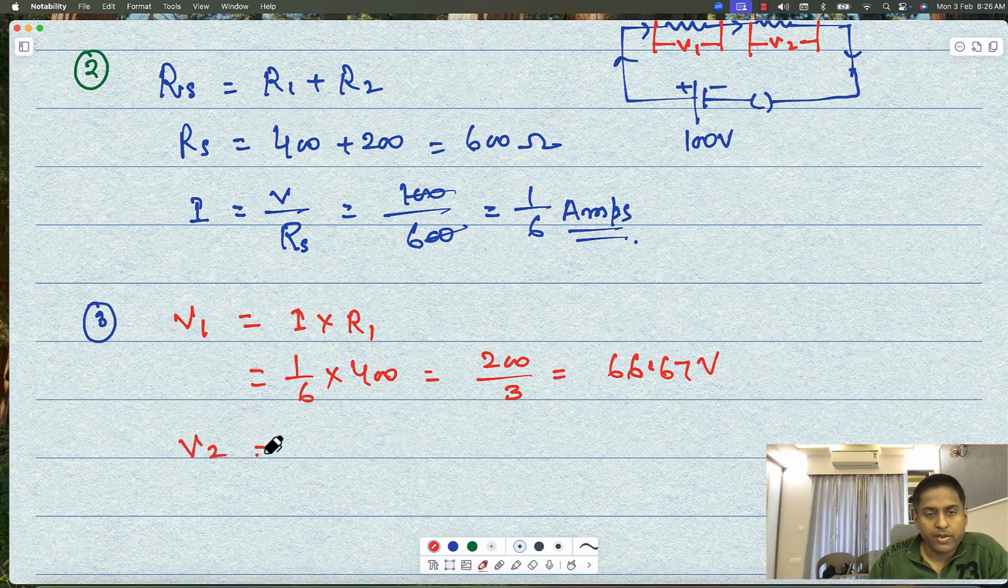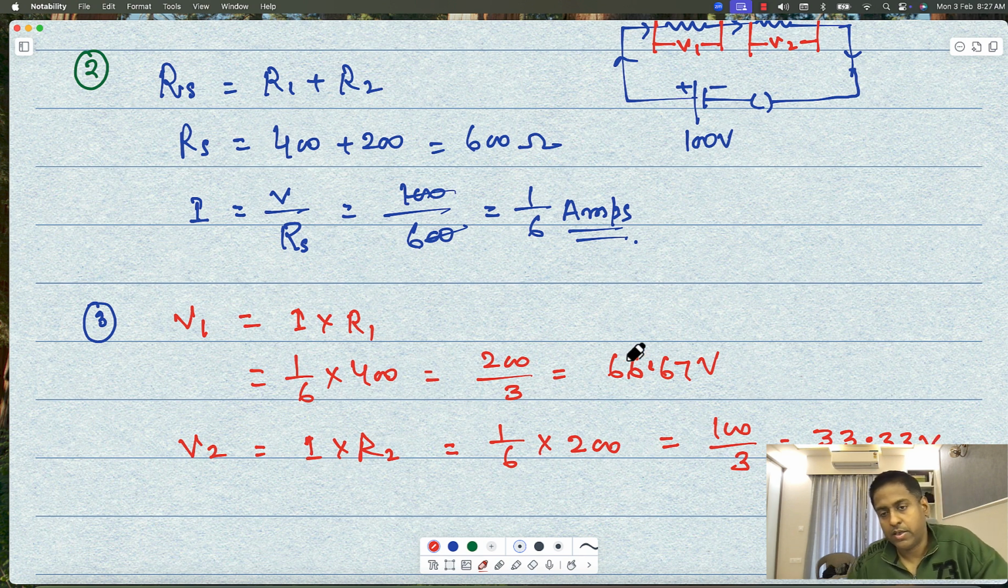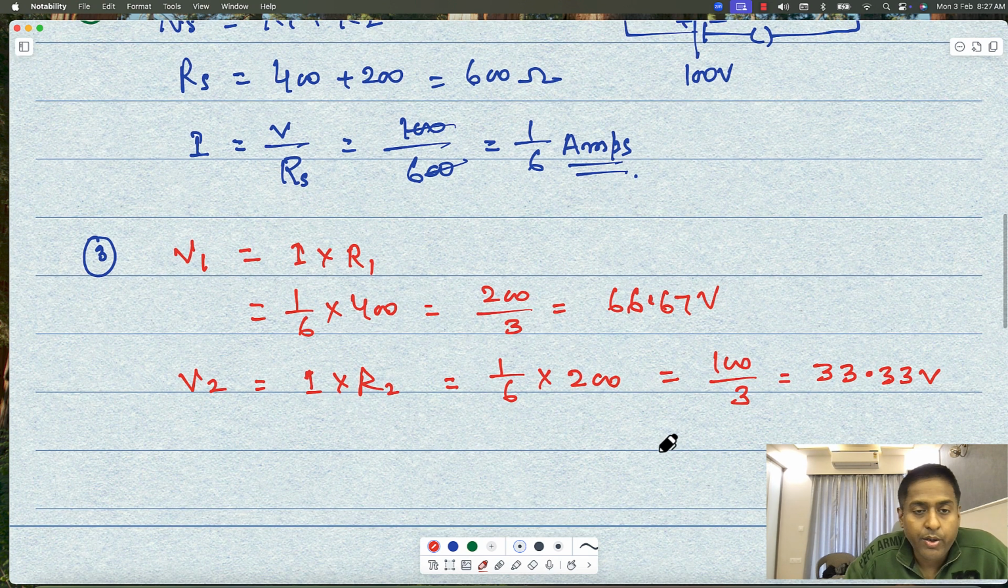Similarly, potential difference of the second bulb is the same current times resistance R2. The current will be the same, 1 by 6, resistance 200 ohm. That is equal to 100 by 3. That gives you 33.33 volts. And the total is 100, 66.67 plus 33.33. So 100 volt gets divided between two bulbs, 66.67 for the 25 watt bulb and 33.33 volt for the 50 watt bulb. The 50 watt bulb uses less voltage because its resistance is less.